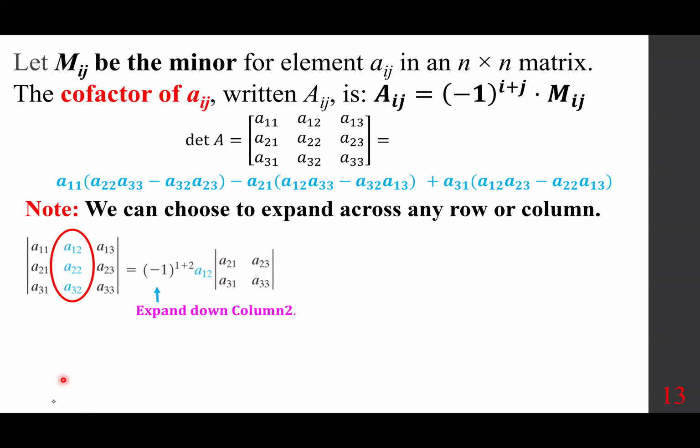So for this one, you don't have this one. You don't have this one. So what do you have left? You see that? A21, A23, A31, A33. Now, let me erase my work.